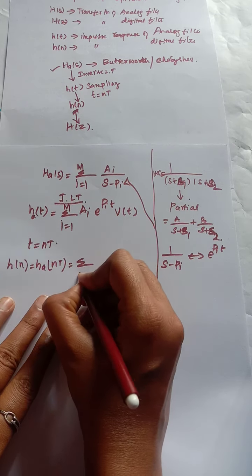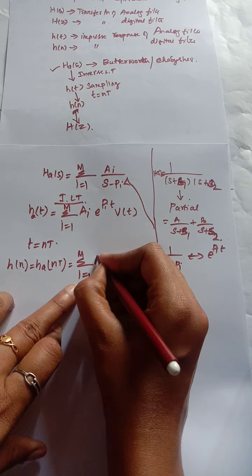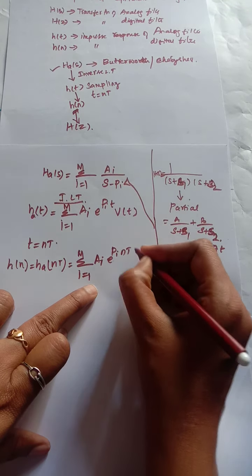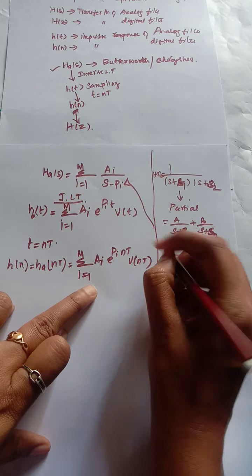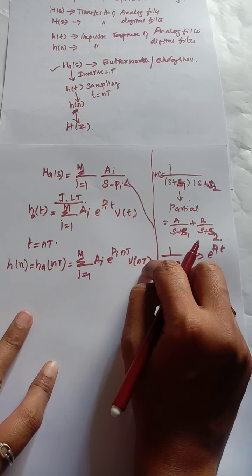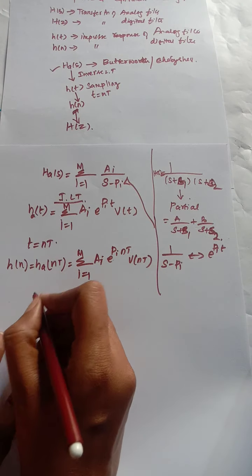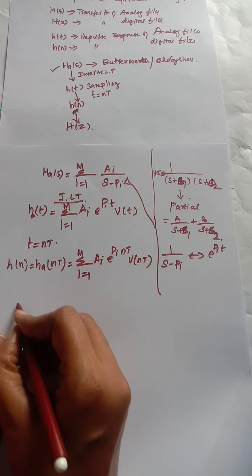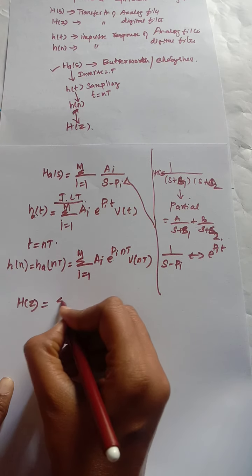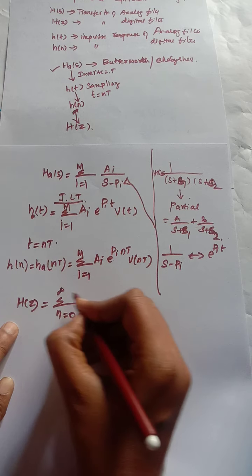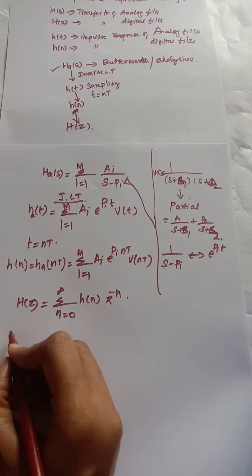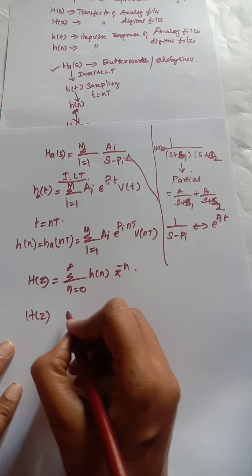So h(n) is the summation i = 1 to M of a_i e^(p_i nT) u(nT), since for this t it is nT. Now the continuous unit step is converted into a discrete unit step. Here I need to convert this into H(z). The H(z) formula is the summation n = 0 to infinity of h(n) z^(-n).